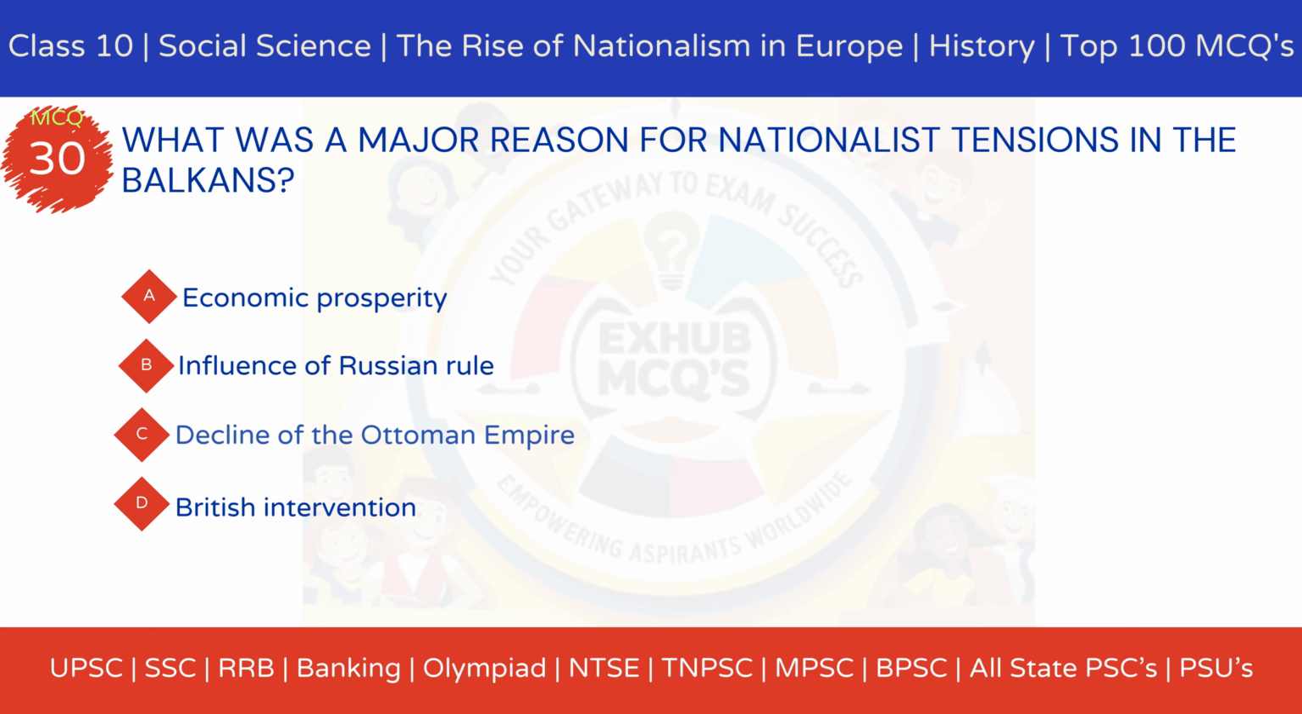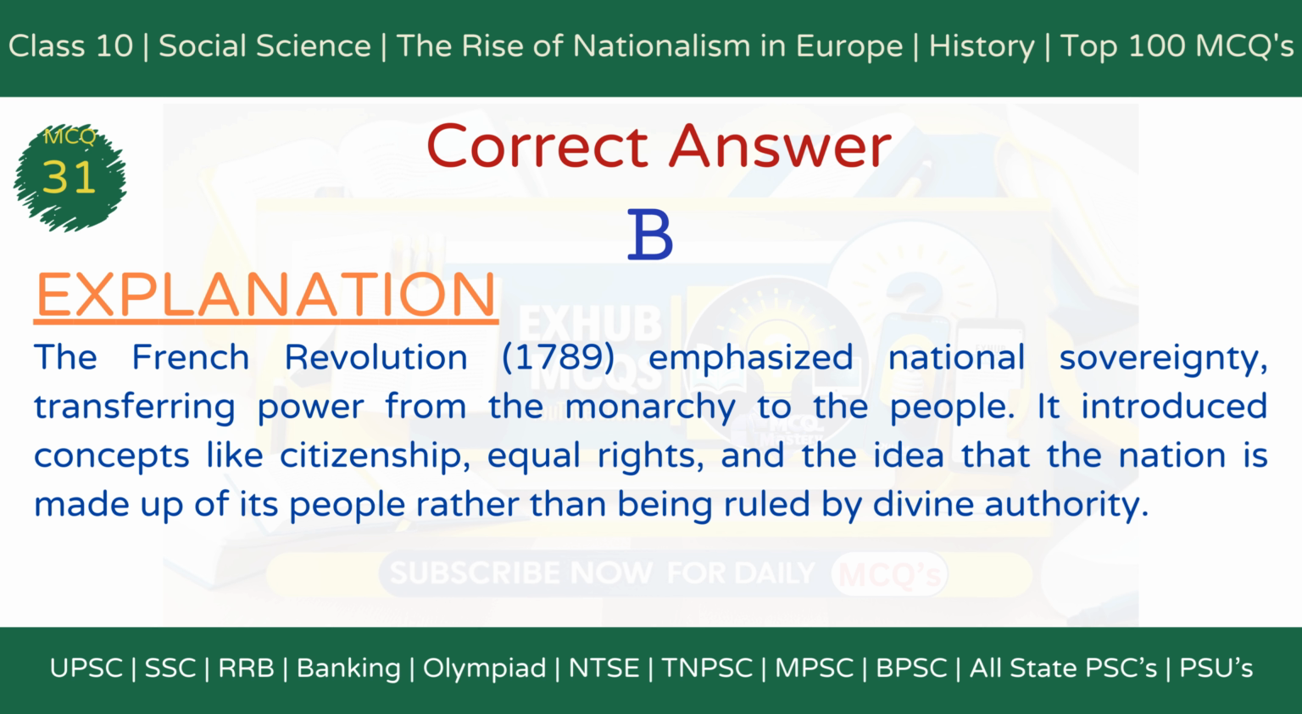The correct answer is option B. It introduced the idea of national sovereignty. Explanation. The French Revolution, 1789, emphasized national sovereignty, transferring power from the monarchy to the people. It introduced concepts like citizenship, equal rights, and the idea that the nation is made up of its people rather than being ruled by divine authority.